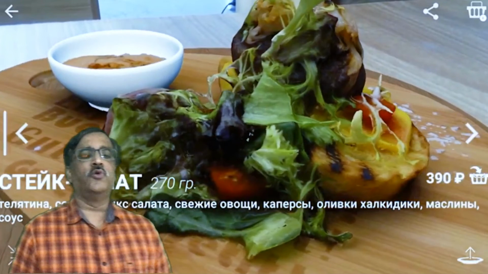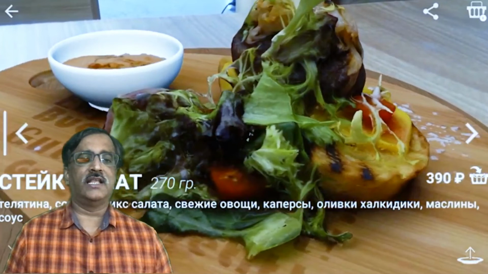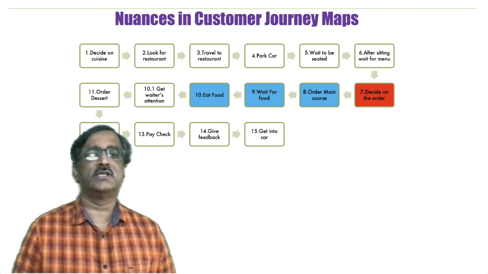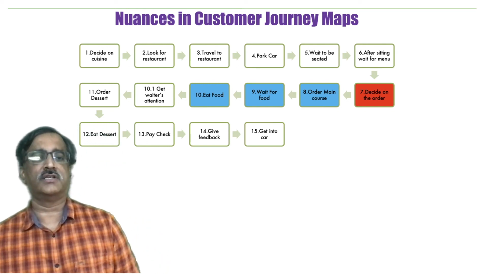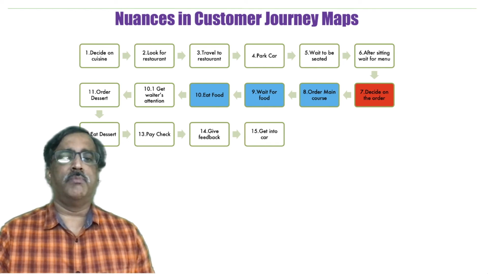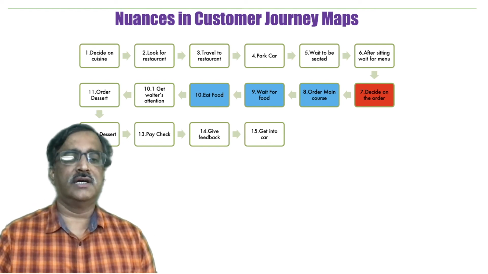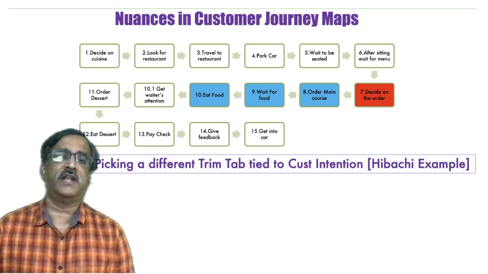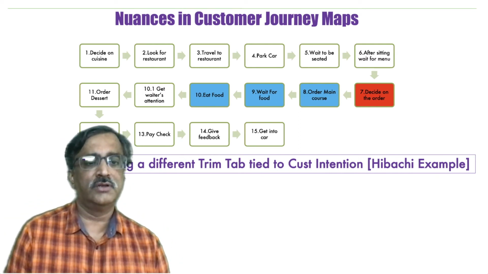So this is how we do the extreme pivot and digitally transform step number 7. Now I want to share with you some nuances in what we have observed in our customer journey maps. We had picked the step number 7, deciding on the order, as the trim tab step. It's also possible for us to choose a different customer intention.